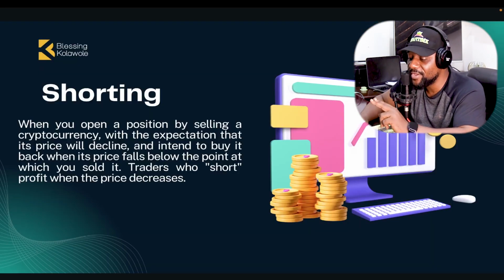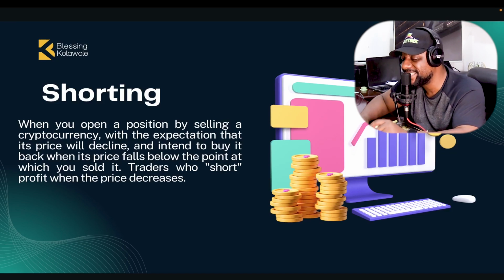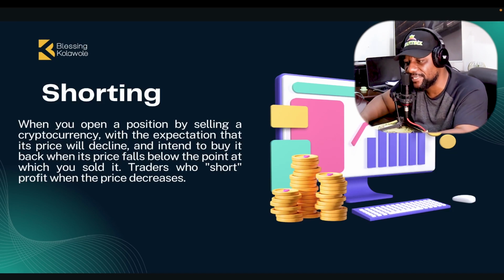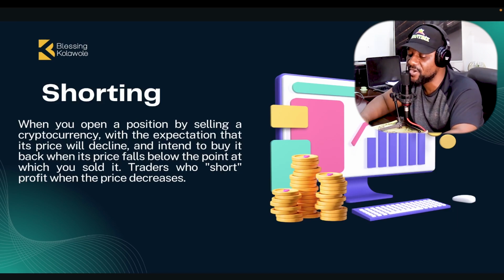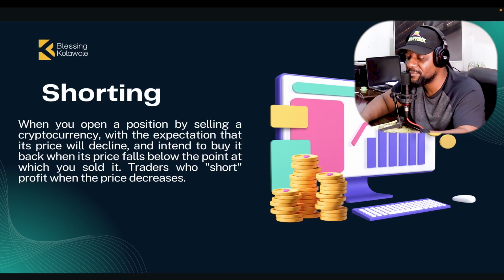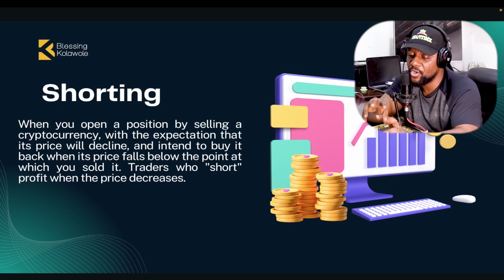The truth is, when you are doing shorting, when you open a position by selling a cryptocurrency with the expectation that the price will decline and intend to buy it back when the price falls below the point at which you sold it, traders who short profit when the price decreases. You see, this longing and shorting is the principle of trading.